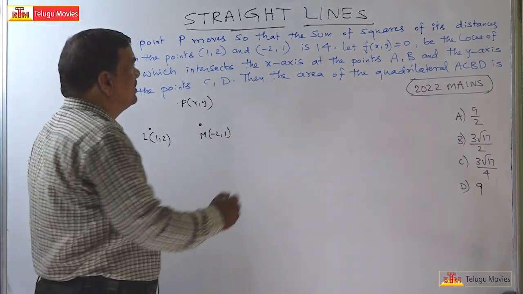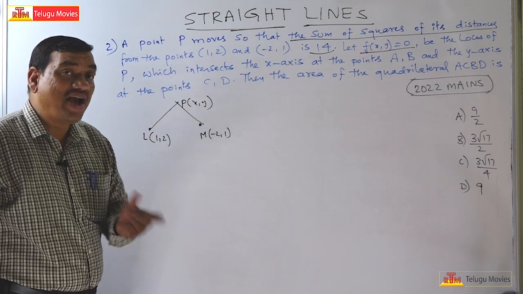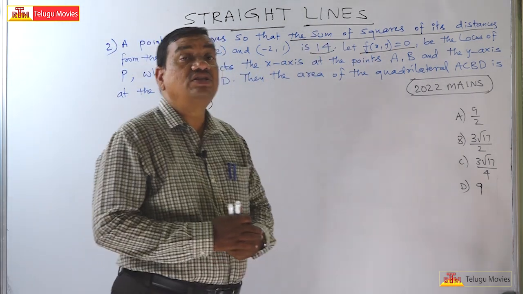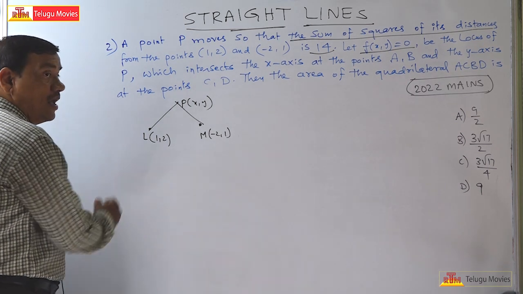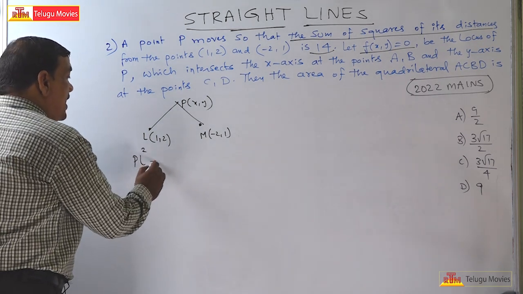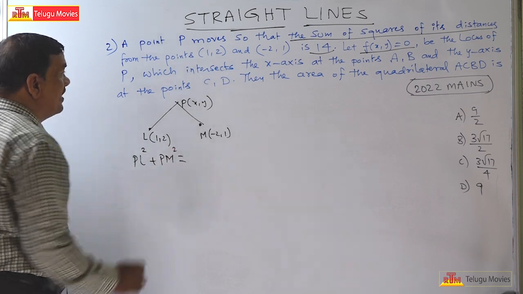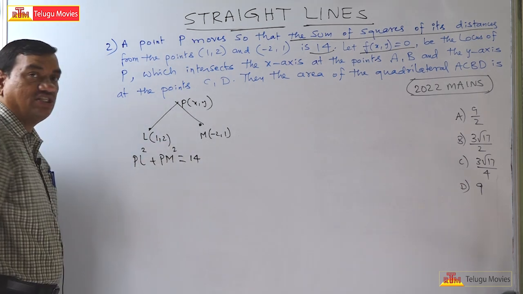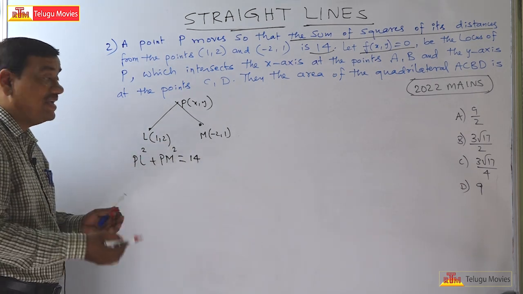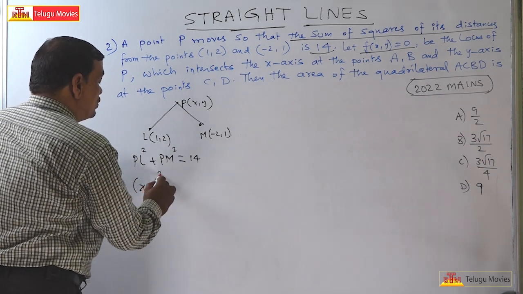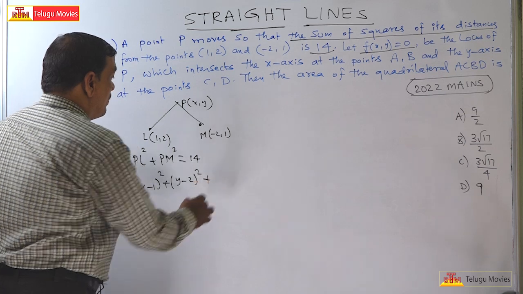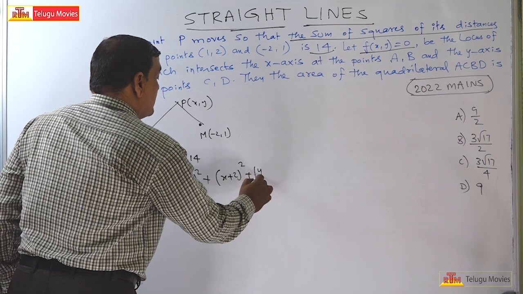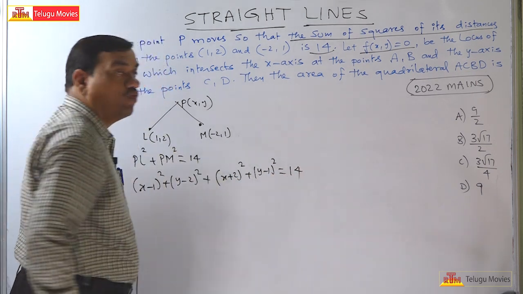Now what is the given condition? Here P is a variable point x comma y. The sum of the squares of its distances is given: PL square plus PM square is 14. Now apply the distance formula. No need of any square roots, because it is PL square. So this is x minus 1 whole square plus y minus 2 whole square. PM square, no need of any square root: x plus 2 whole square plus y minus 1 whole square is equal to 14.